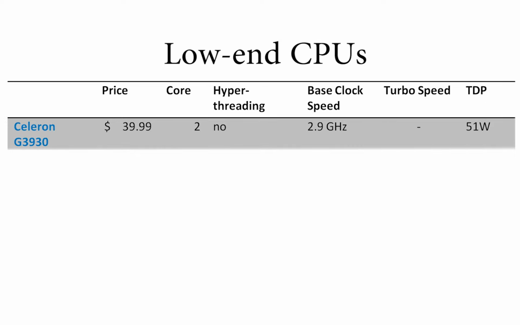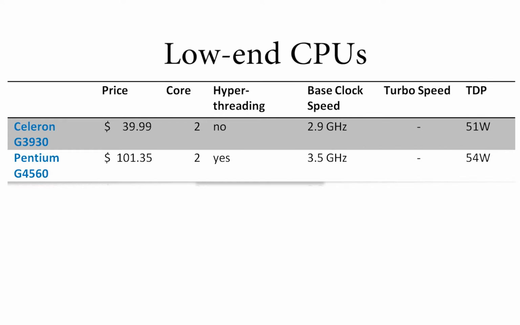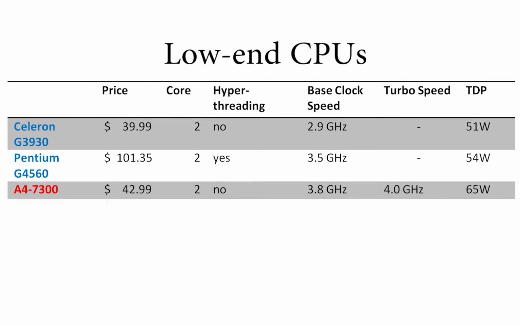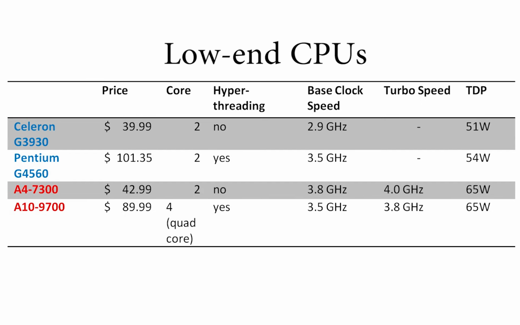First, on the bottom of the performance ladder, the example is the Intel Celeron G3900 with 2 cores, no hyperthreading, and runs at 2.9 GHz. The other one is the Intel Pentium G4560 with 2 cores with hyperthreading and runs at 3.5 GHz. The AMD equivalent is the A4 7300 with 2 cores, no hyperthreading and runs at 3.8 GHz clock speed and 4 GHz in turbo speed. The other is the A10 9700 with quad core with hyperthreading and runs at 3.5 GHz clock speed and 3.8 GHz turbo speed.